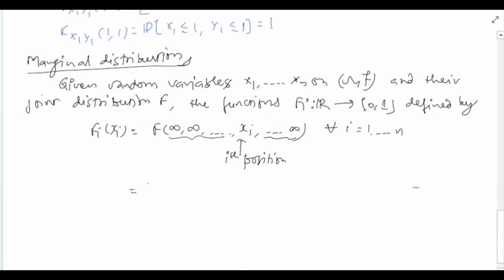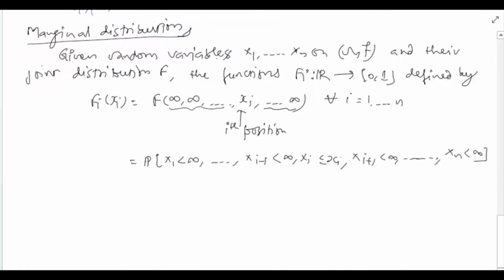In fact, we can see that the right hand side equals the probability of x1 being less than infinity dot dot dot xi minus 1 being less than infinity, xi being less than or equal to small xi, xi plus 1 being less than infinity, and dot dot dot xn being less than infinity. These functions are called marginal distributions. So fi is the marginal distribution of xi.